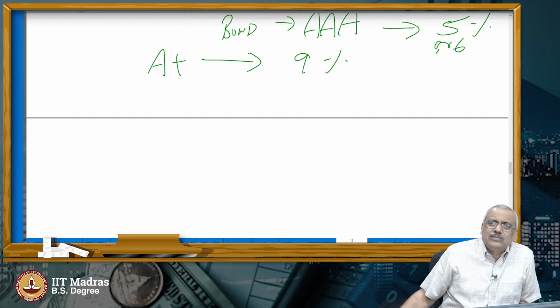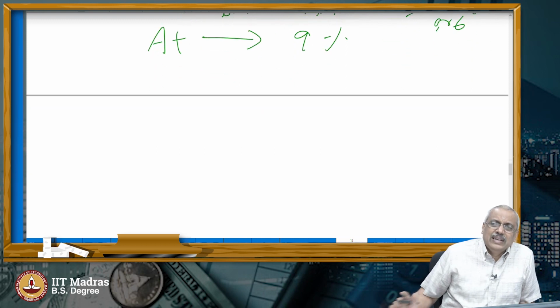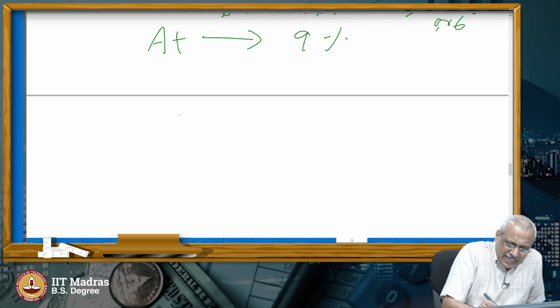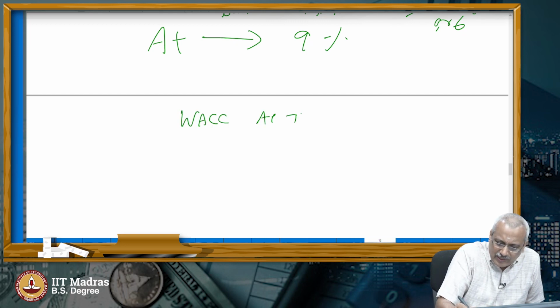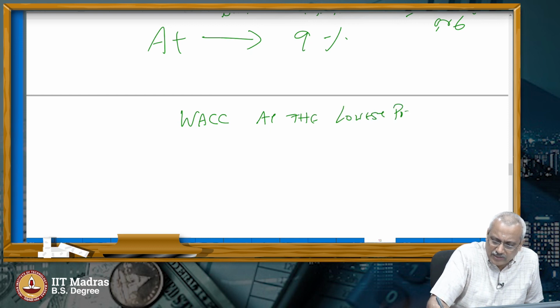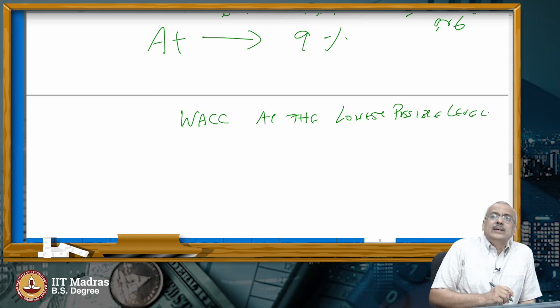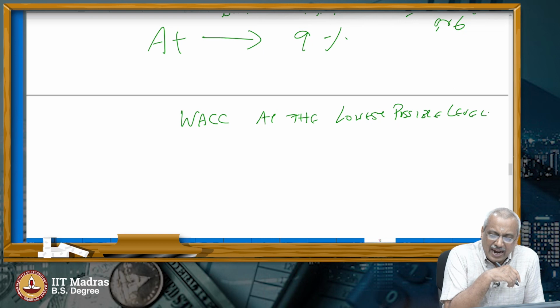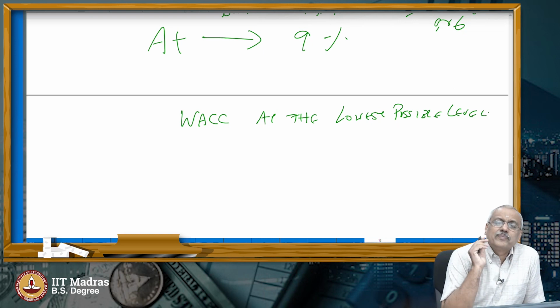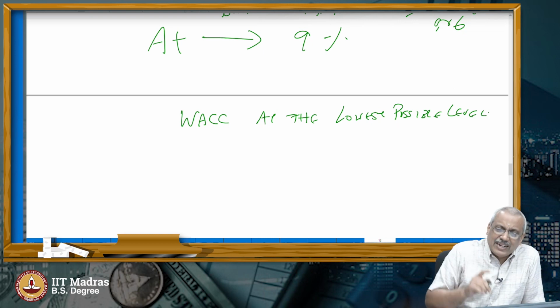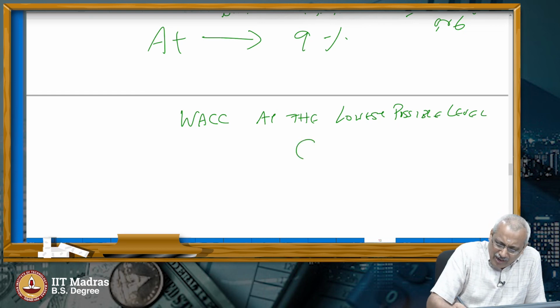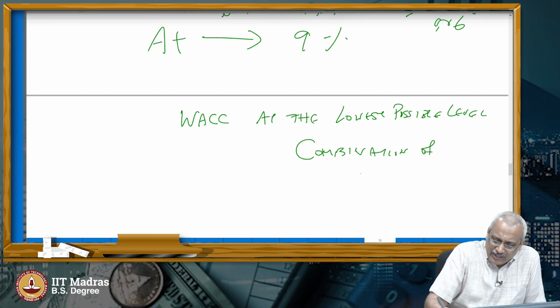So, what is the objective? Coming back to the objective of the company, it is to keep the WACC at the lowest possible level. Now, to keep it at the lowest possible level, I have to have a combination of debt and equity.